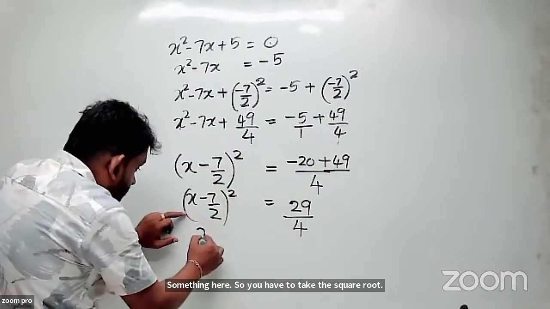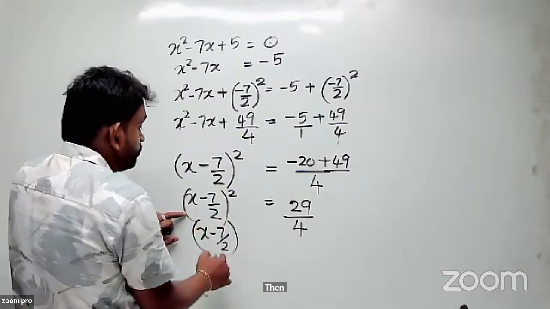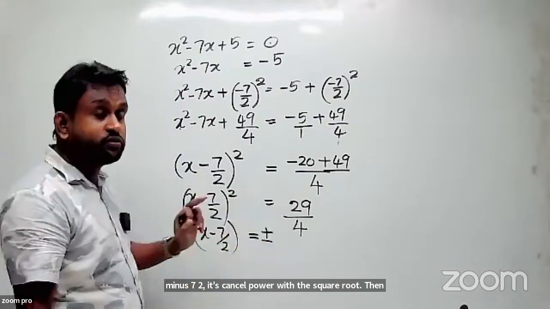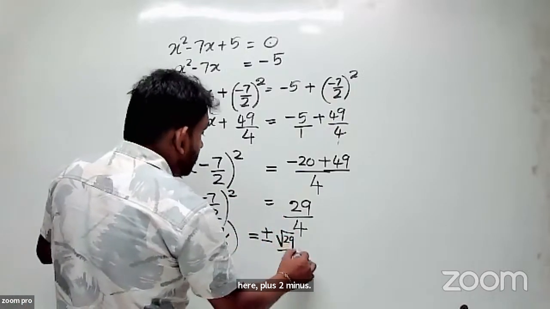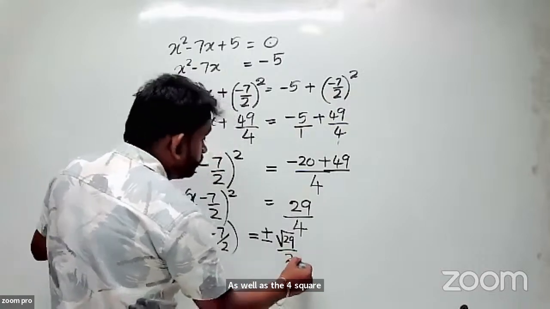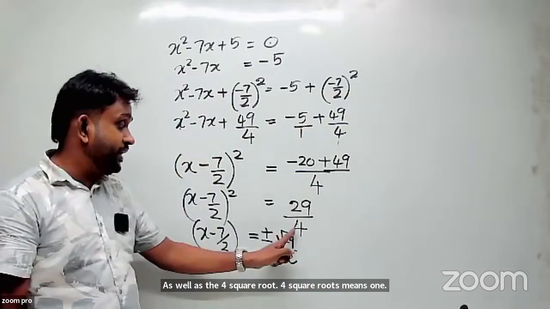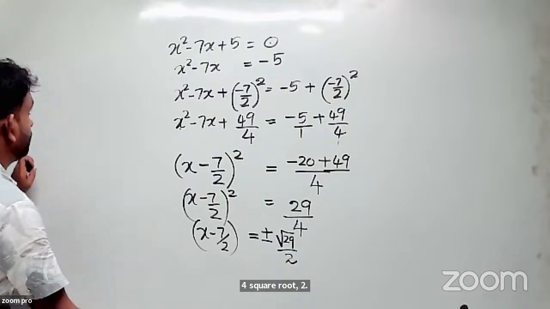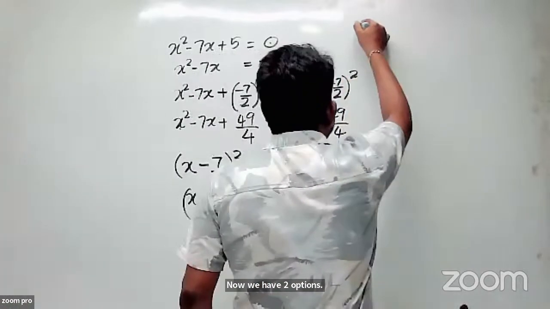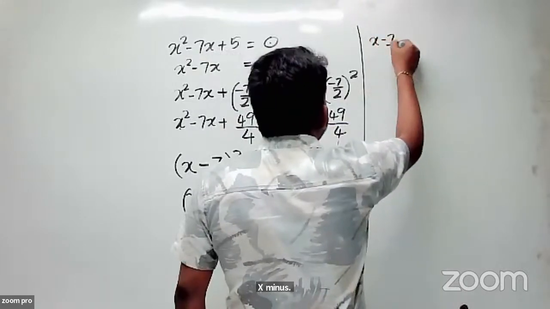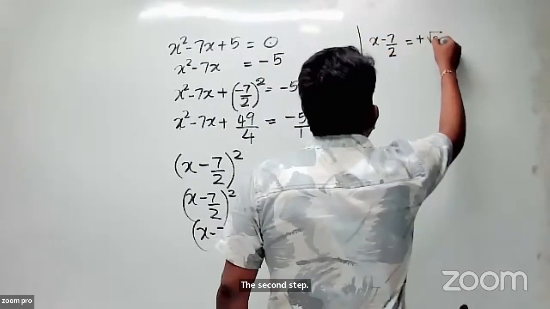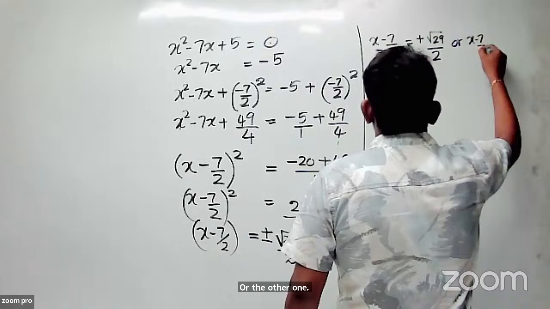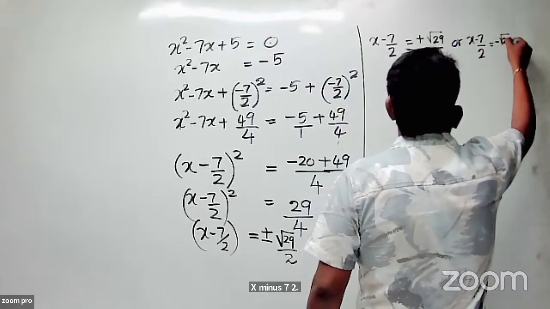Then when you take the square root here, it becomes x minus 7 upon 2. The square is cancelled by the square root. Then here plus or minus root 29, as well as the square root of 4. The square root of 4 means what? 2. Directly, because the square root of 4 is 2. Now we have two options, right? First one, x minus 7 upon 2 equals plus root 29 upon 2, or the other one, x minus 7 upon 2 equals negative root 29 upon 2.